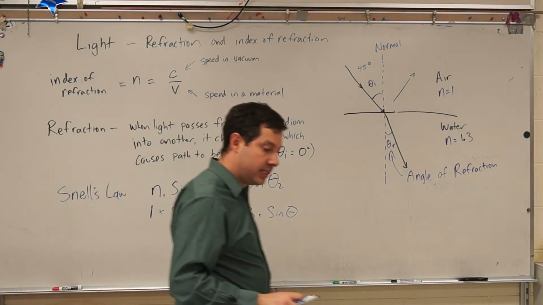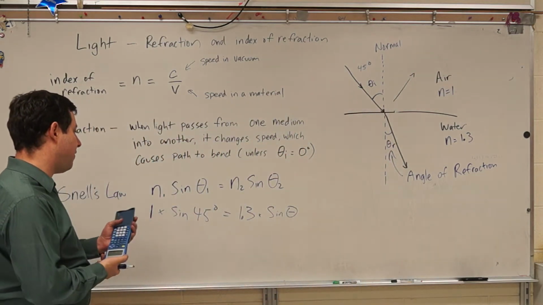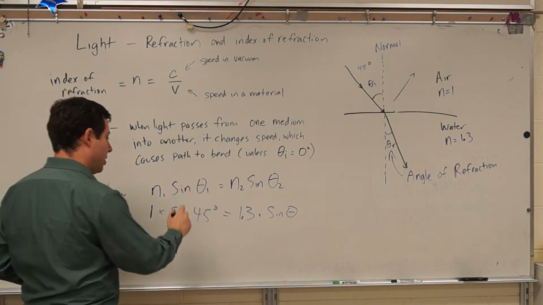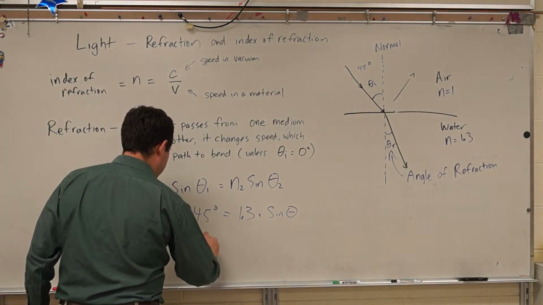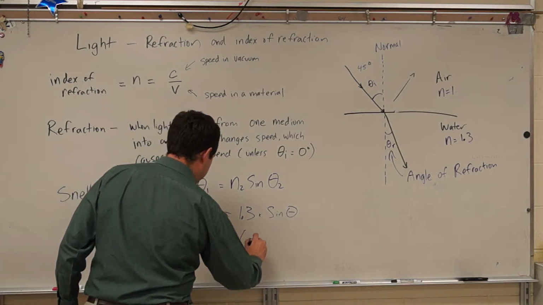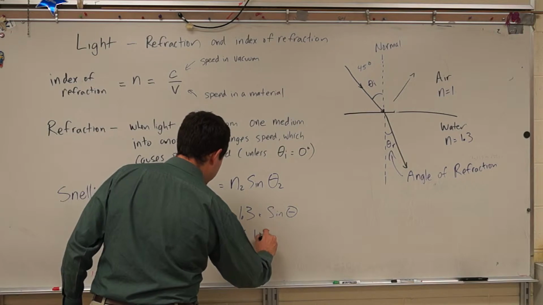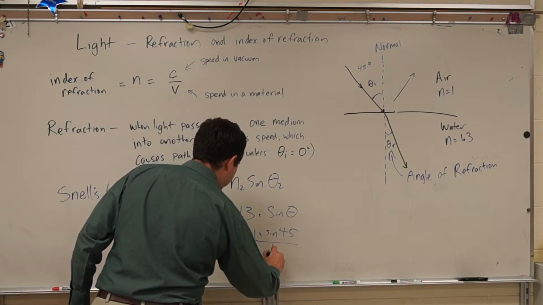So what I could say would be, if I grab a calculator, sine 45 divided by 1.3 equals sine theta. So theta is going to end up being the inverse sine, sine^-1, of 1 times the sine of 45 all over 1.3.